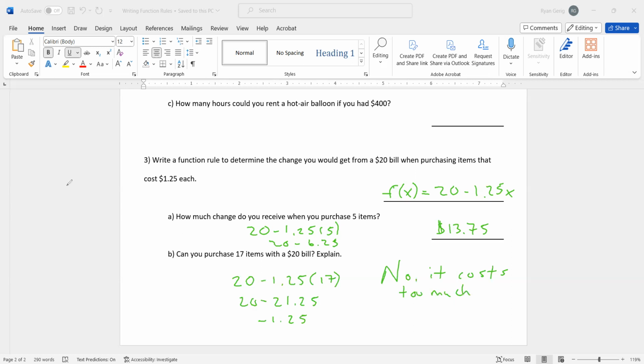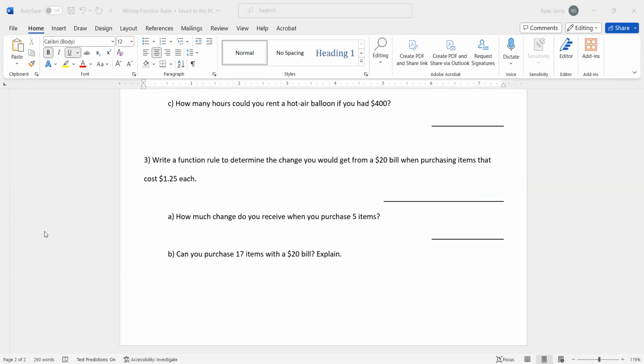Okay, and that is writing function rules. And that concludes Unit 5. And like I said, there's going to be a quiz on this shortly.